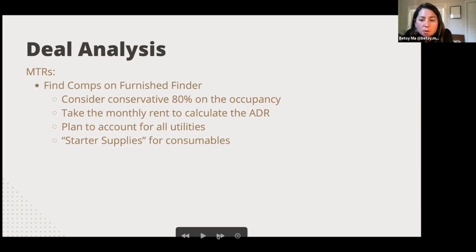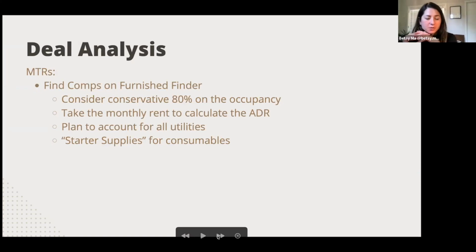You might want to be a little bit more conservative on the occupancy. Usually for a long-term rental, it's around 5% to 10%, depending on the area, that you consider for the vacancy rate. Sorry, it's not occupancy, vacancy rate. Always off. So you might want to consider maybe more like 20% on a midterm rental, just to be conservative. And you would basically take the monthly rent, and that would be your ADR.